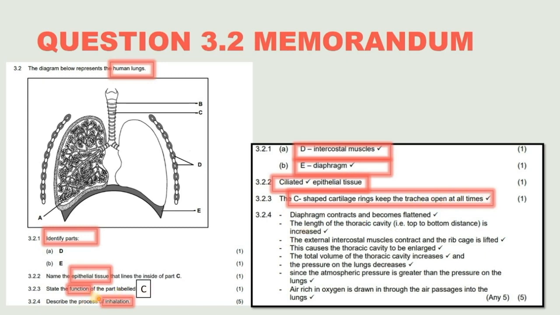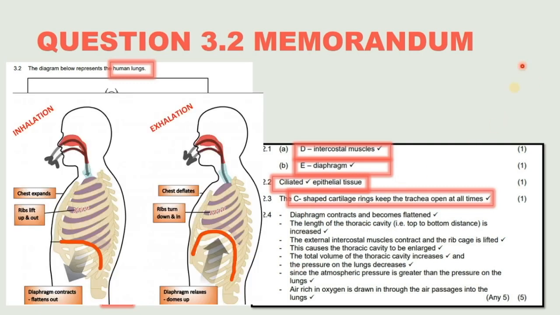And then you had to describe the process of inhalation. So I'll add a little diagram for you. You will see over here that when I inhale, the diaphragm will contract. If the diaphragm contracts, it will flatten, and that gives you 1 mark. So that the length of the thoracic cavity increases, so that it's larger, it pulls up, it opens up.